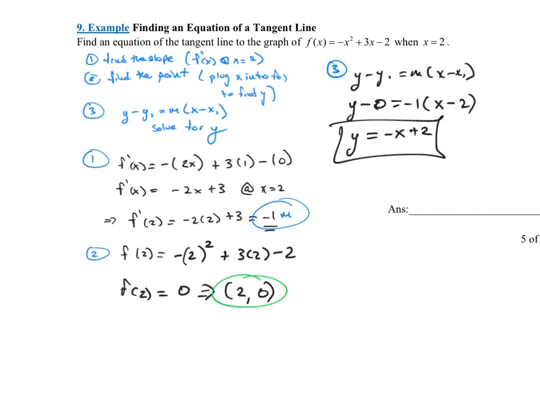So what were we able to do? We were able to find the equation of the tangent line of the graph f of x equals negative x squared plus 3x minus 2 when x equals 2. We got the answer to be y equals negative x plus 2. What in the heck did we just do?